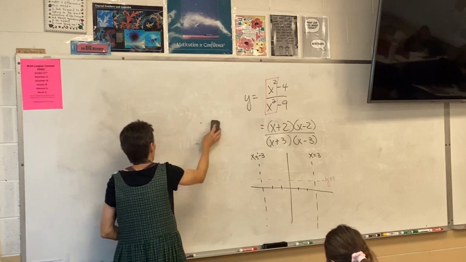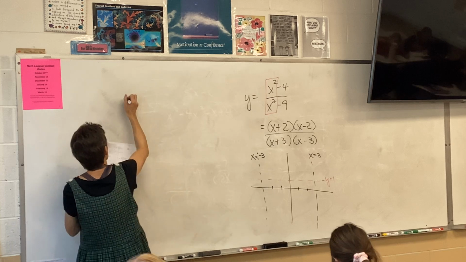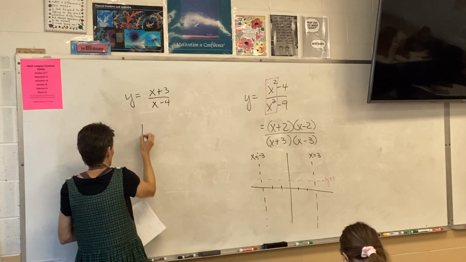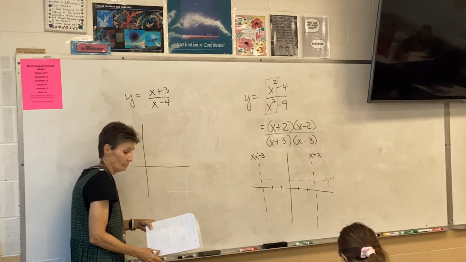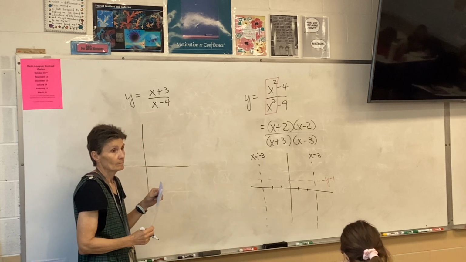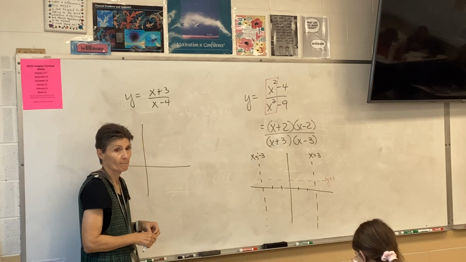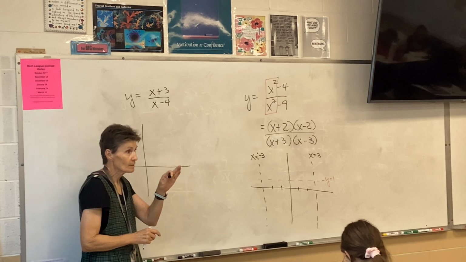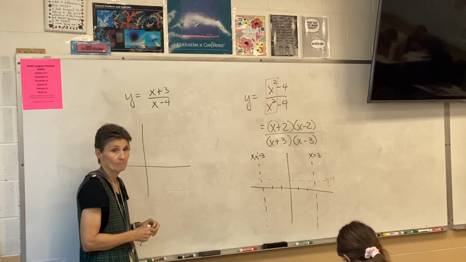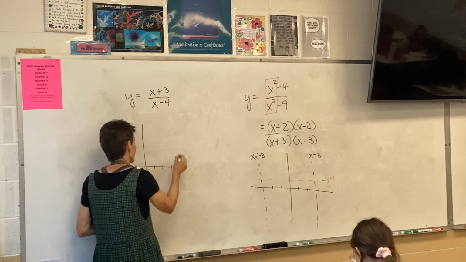When you draw your horizontal and your vertical asymptote for x plus 3 over x minus 4, you don't have to do any factoring. Where does your vertical come from? Who remembers? The vertical comes from the denominator. So where's my vertical asymptote? x equals 4.